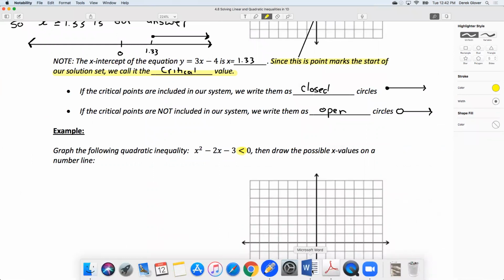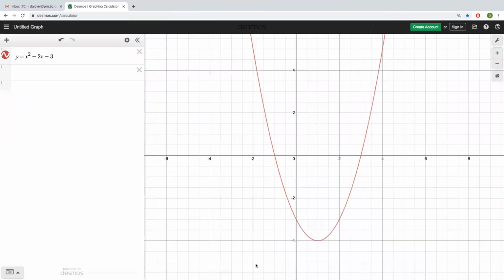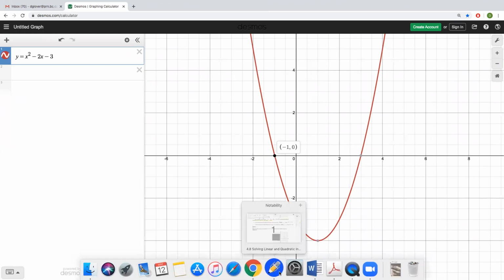Okay, and so we can go back to our graph. We can look at our critical values, our critical points. There's minus 1, which is a critical point, and 3, which is a critical point. We're also going to have a vertex at 1 and minus 4. So we can now go back and we can graph this.